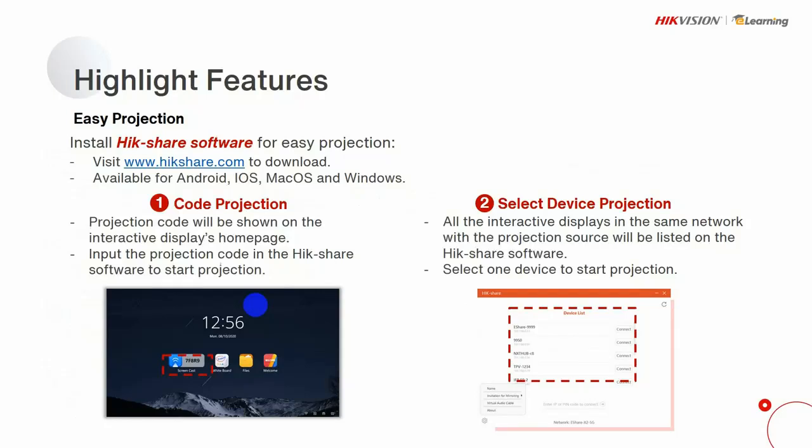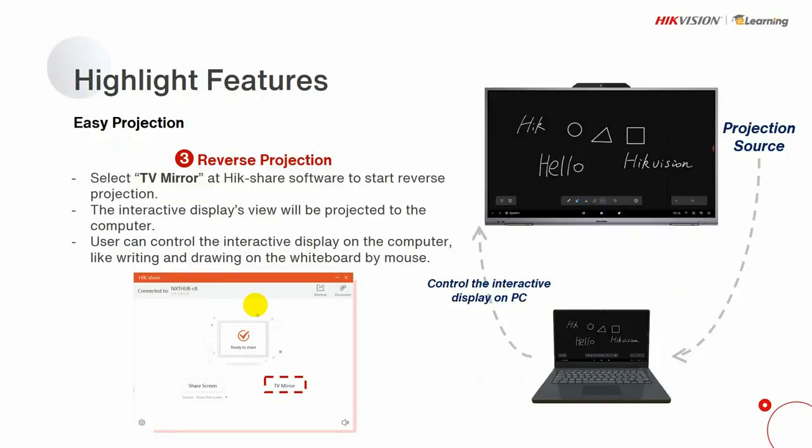So how to do the projection? Download the app HikShare on PC or phone. The projection code will be shown on the interactive display's homepage, and you can just input the projection code in the HikShare software to start the projection. This is how easy it is. With HikShare, you can also enjoy the so-called TV mirror function, which means the interactive display's view can be projected back to the computer.